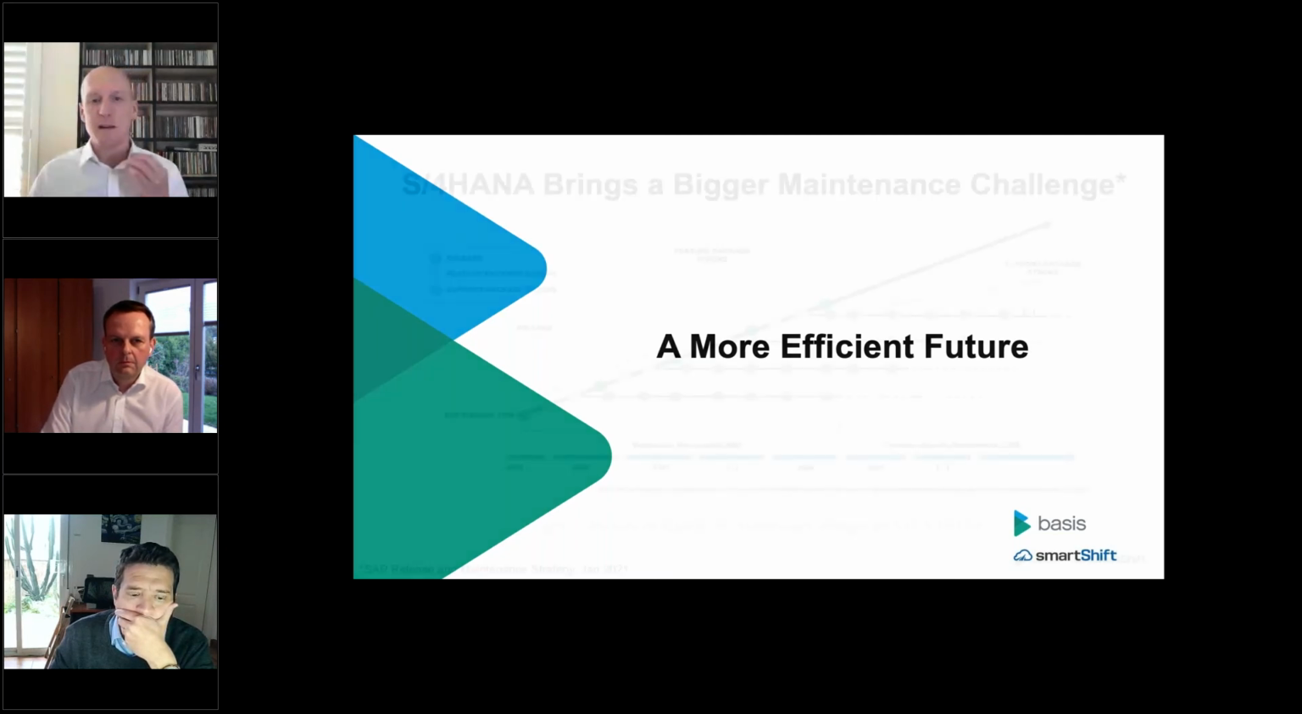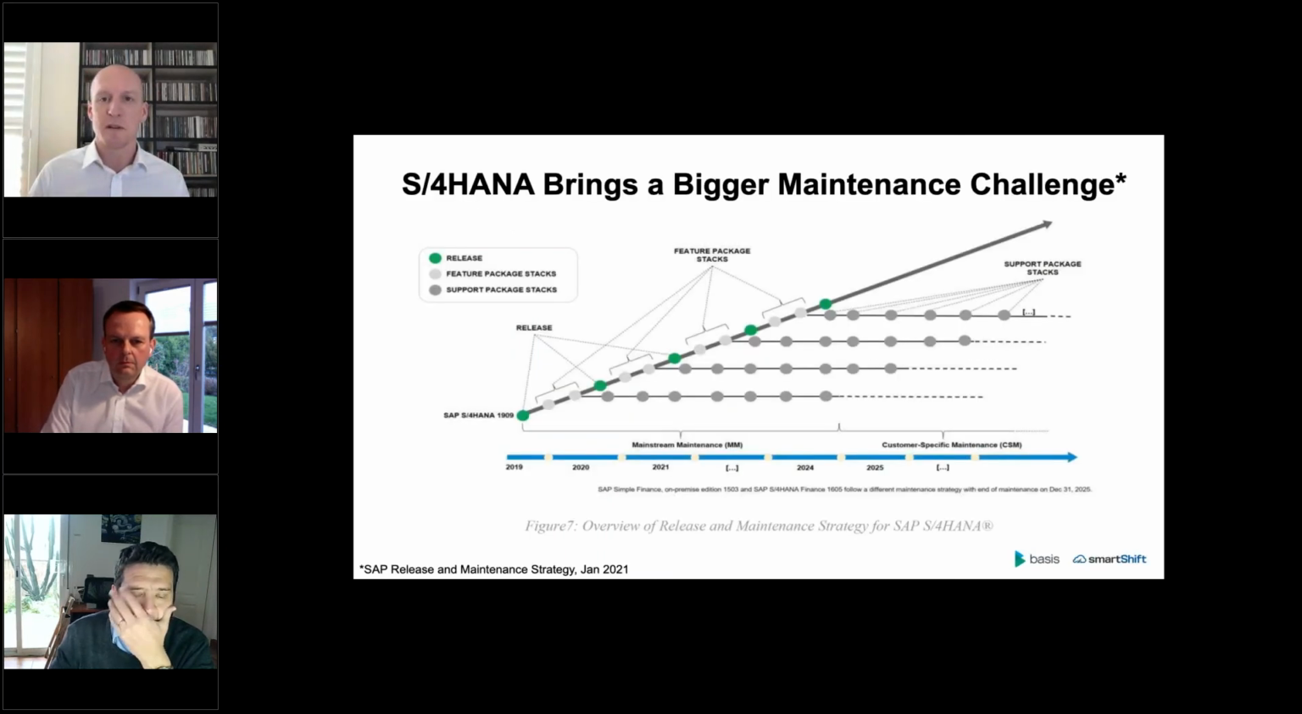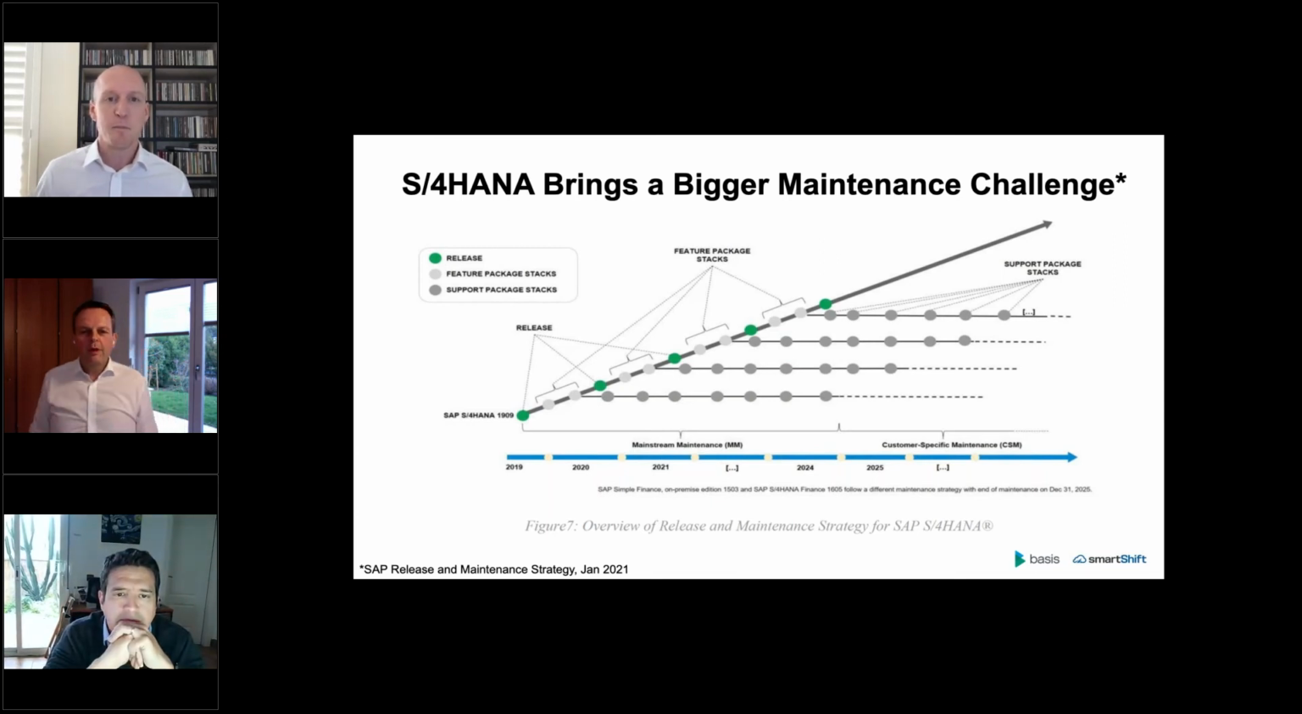But I think this is a very important point to start with, in terms of the maintenance cycle for S4HANA, and what that's likely to look like in terms of upgrades and updates compared to what a lot of organizations are used to in their, let's say, old ECC world. So how do you see this, and how do you see the role of automation helping in this part of the future? Well, Pete, what the heck is this?